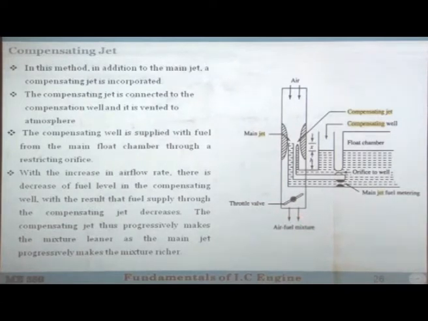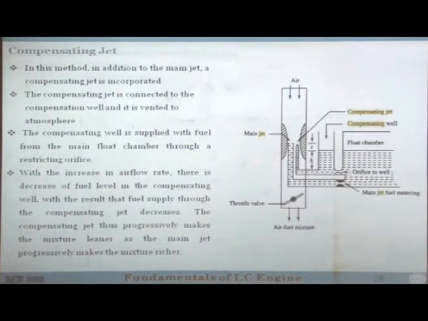Is that clear? So, with the increase in airflow rate, there is a decrease in the fuel level in the compensating valve, and with the result that fuel supply through the compensating jet decreases. The compensating jet thus progressively makes the mixture leaner as the main jet progressively makes the mixture richer. So, main jet is going to make it rich. Why will it make it rich?